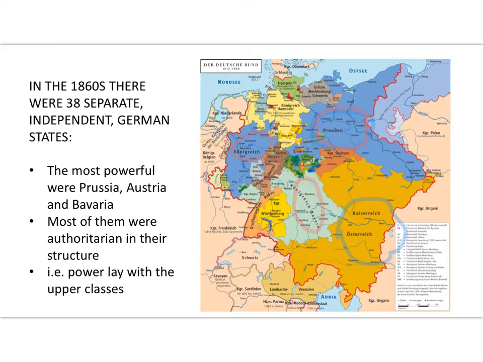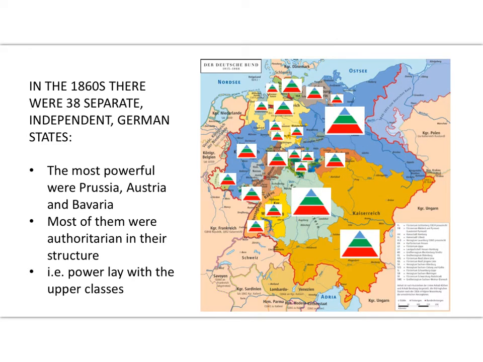Some of those states were ruled by kings, some were ruled by princes, some by grand dukes, some by dukes, etc. So in other words, they were all ruled by a small group of privileged upper classes who held their position by birth. They were ruled by monarchs who were very reluctant to share power with the growing middle classes beneath them. So power lay with the upper classes. Let's move on to the next slide.